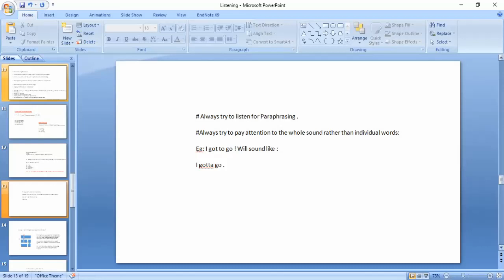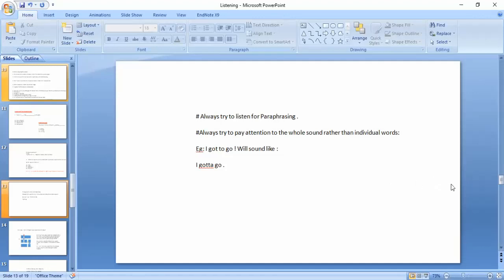And another thing in listening is to always pay attention to the whole sound rather than individual words. For example, I got to go may sound like I gotta go. Okay. So in this case, you see, I gotta go is different from I got to go. Okay, try to think of this type of reductionism also. Understood?